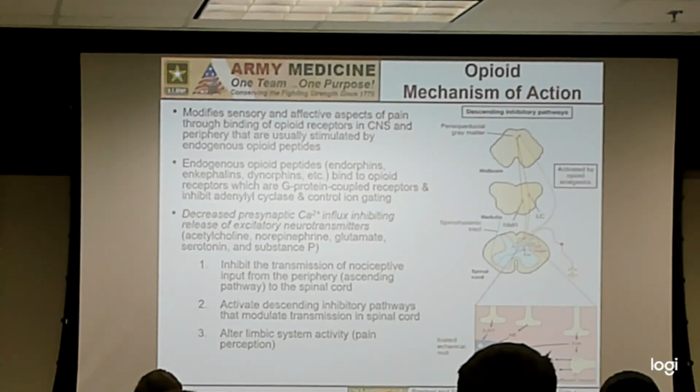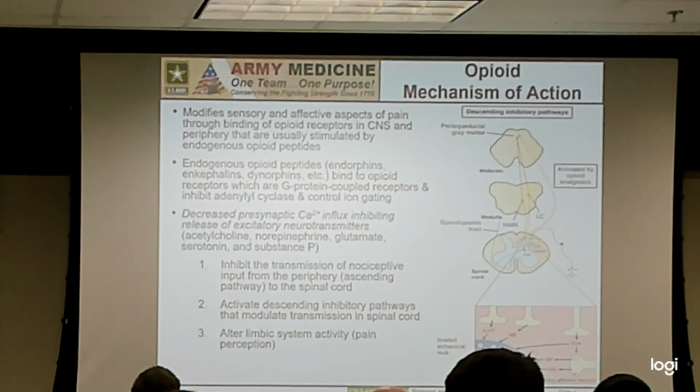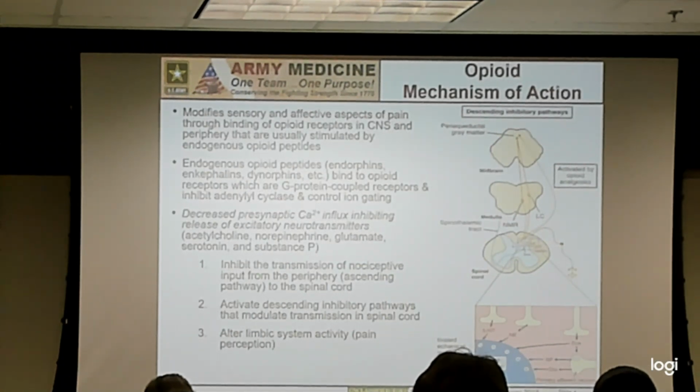And then remember when we talked about descending, how that was inhibitory? So what we're trying to do, once it goes up our ascending and it comes back down for us to modulate what that pain is, it's trying to lessen what we feel as pain. So you see how it activates the descending inhibitory pathways that modulate that transmission down the spinal cord back for us to say, okay, ouch, that hurt, or minimize how much of that effect we're getting, so that it's not as painful to us.